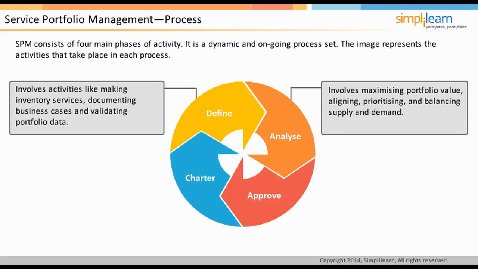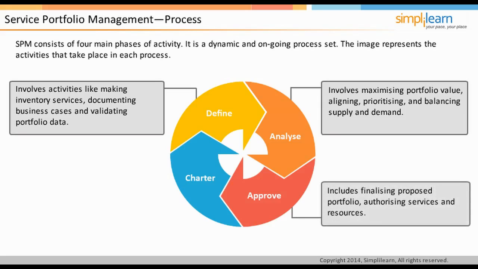The third step is Approve. Approve. This step includes finalizing the proposed portfolio and authorizing services and resources. The previous phases have led to a well-understood future state to be. This is where deliberate approvals or disapprovals of that future state take place. With approvals comes the corresponding authorization for new services and resources.